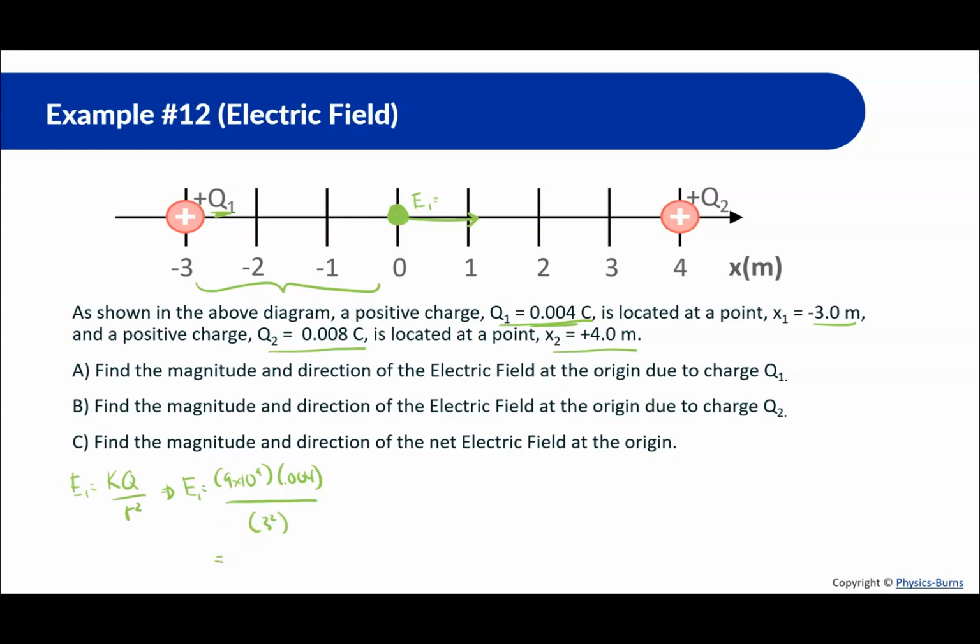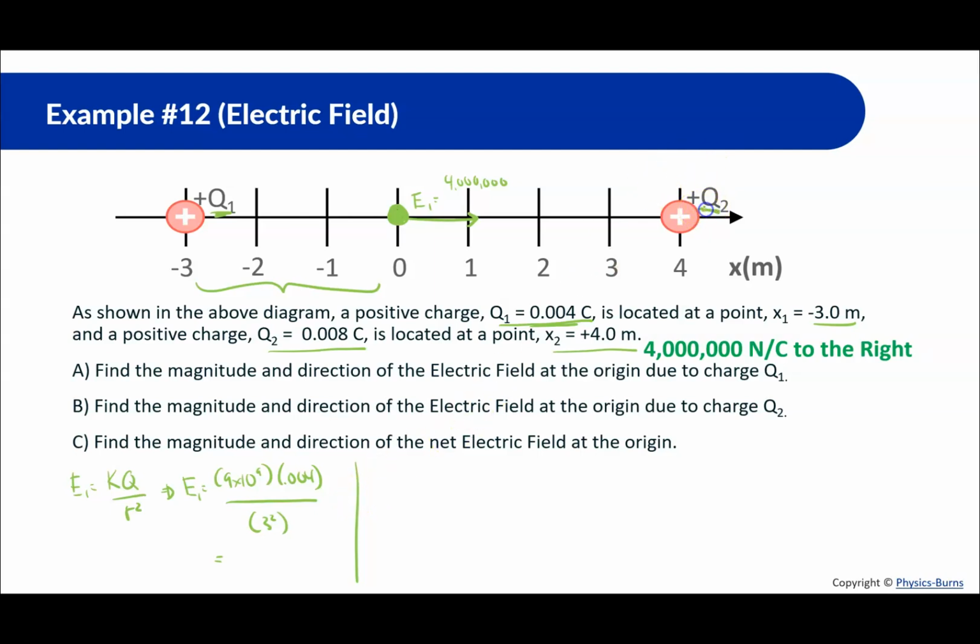Alright, so let me put this in. 9 times 10 to the power of 9 times 0.004 divided by 9. And we get around 4 million Newton per coulomb to the right. Okay. 4 million. Okay. Part B. Find the magnitude and direction of the electric field at the origin due to charge Q2.